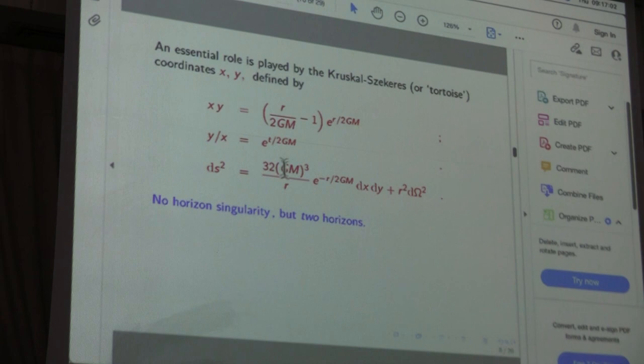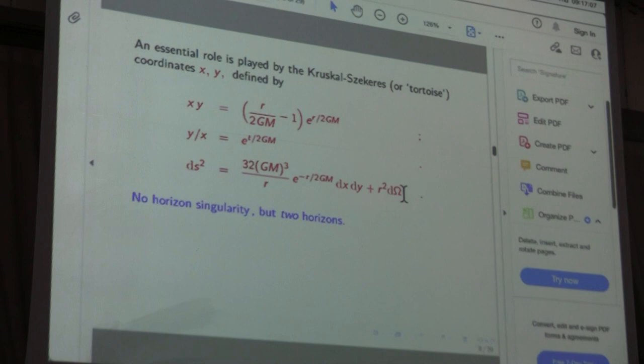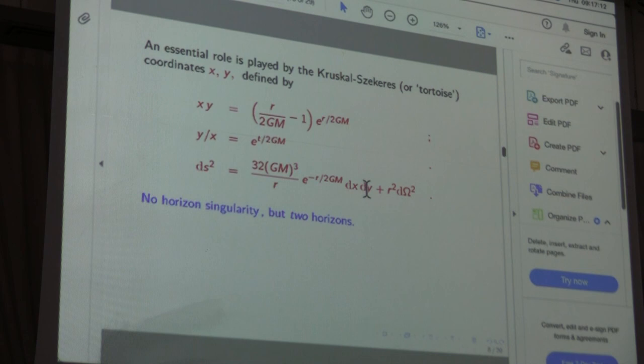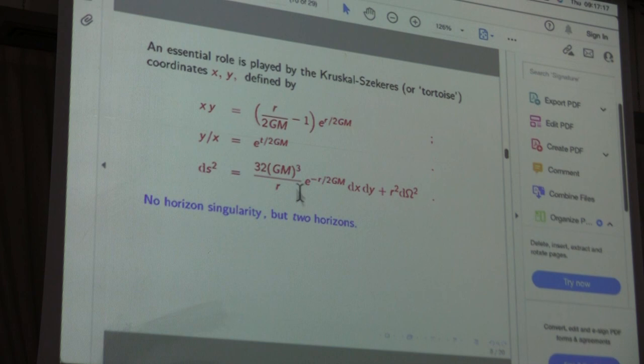If you now compute the metric in terms of these new coordinates, you find this expression, and you find something rather striking happening: the singularity at r equals 2GM, which still was here in the transformation law, has now disappeared.